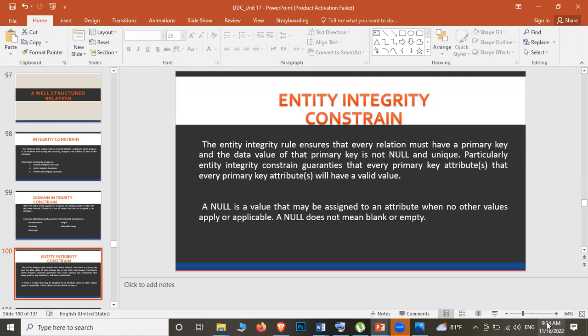But not null means definitely the field has to be filled. Your name, your address, phone number, this has to be definitely filled. If not, you are not going to be registered. Okay, you will not be able to register.